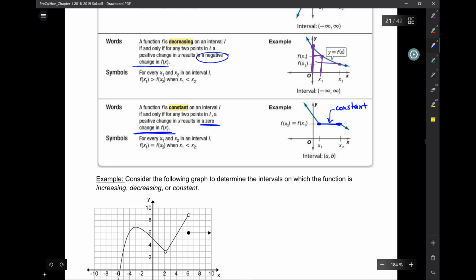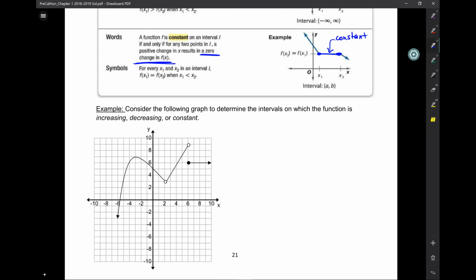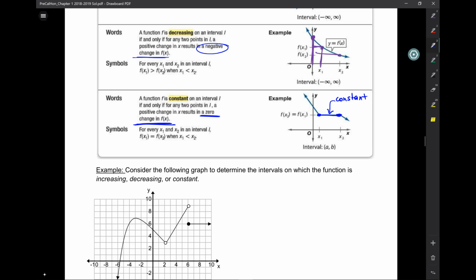Now, often students follow the arrows. In this last example, students will follow the arrows a lot of times, and because there is an arrow that way, students will say, oh, that's increasing. But no, remember to always go left to right.